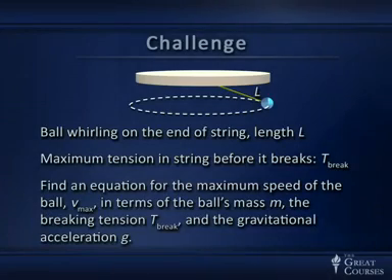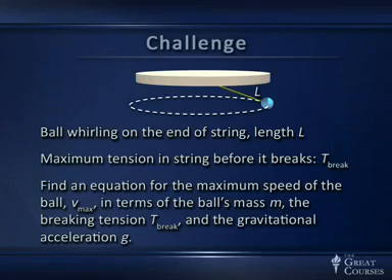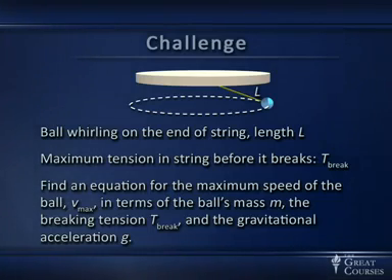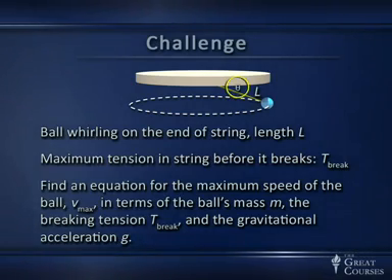I would like you to find an equation for the maximum speed, Vmax, that the ball can have as it whirls in its horizontal circular path. And I want an equation in terms of just the string length L, the ball's mass M, the breaking tension T break that I just described, and the other obvious thing that's working here, gravity, as expressed in the gravitational acceleration g.